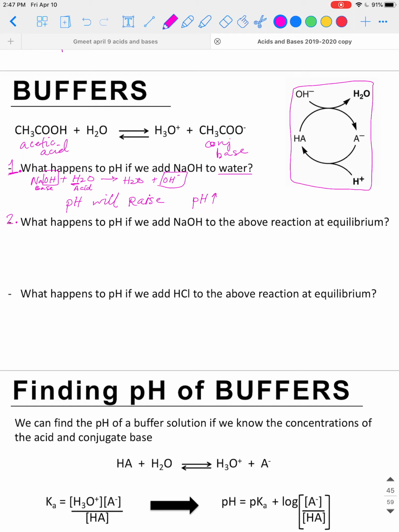Alright, question number 2 though. What happens to pH if we now add NaOH to the above reaction, this one right here, our buffer, at equilibrium? So when we have a buffer system at equilibrium, what happens? Well, if we look at our handy dandy buffer diagram over here, it tells us we are adding a base, OH minus. The weak acid, which is acetic acid, is going to react with that, and it's going to create water. So which one's acetic acid? Acetic acid is right here. So we're going to have CH3COOH, the weak acid.